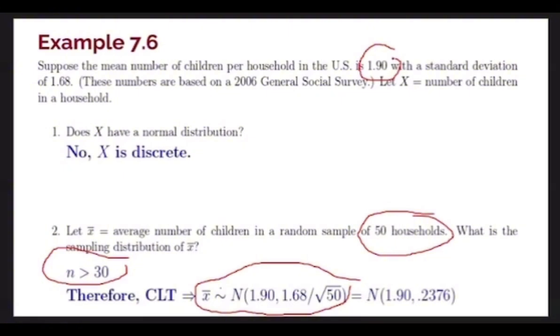Does that make sense? Now you can see we started with a non-normal population, but we ended up with a normal sampling distribution. And how do we end up with a normal distribution? Because the sample size is greater than 30. Does that make sense? That's how to do that.